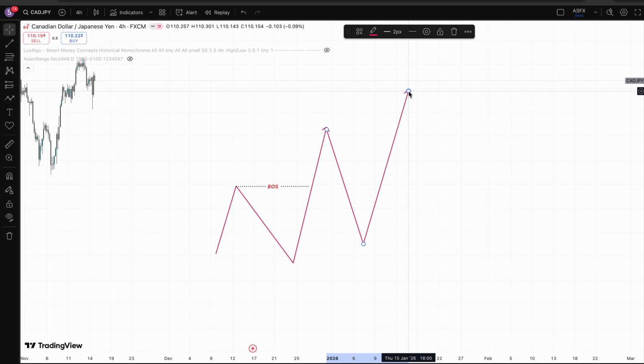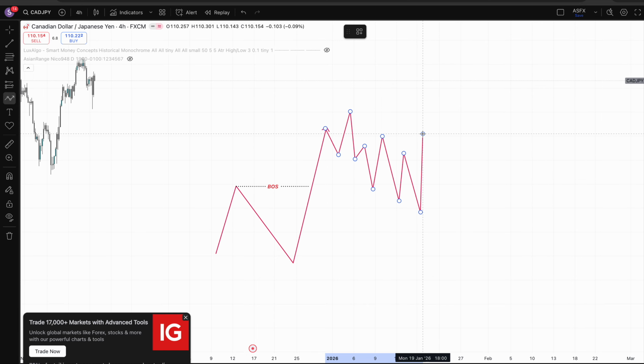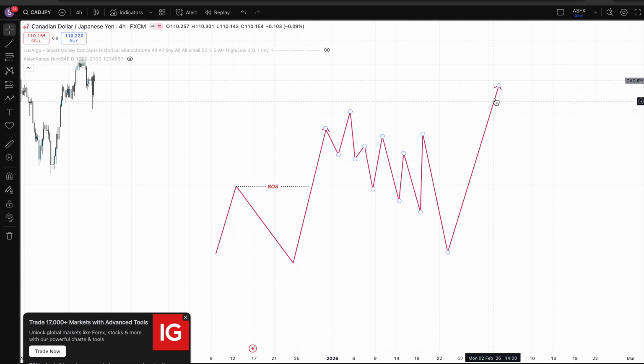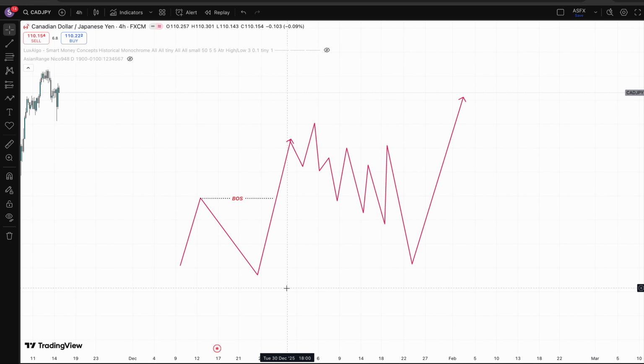That's not how the market works. The market is first going to do something like this, create liquidity, build liquidity, induce liquidity, and come down to this demand zone, and then go back up. It entices early buyers here, gives a small reaction, takes them out, and so on and so forth.